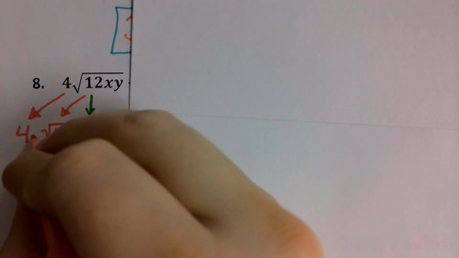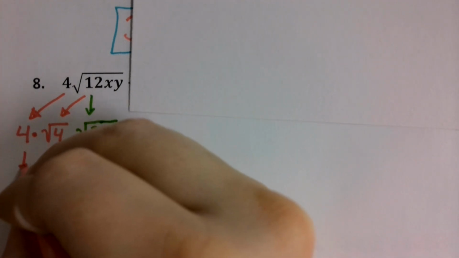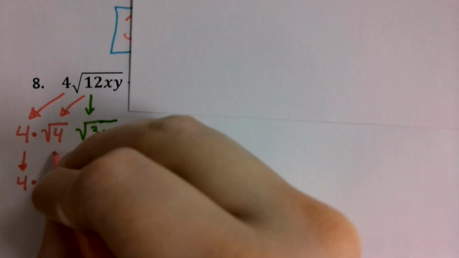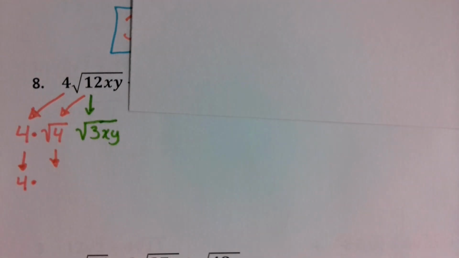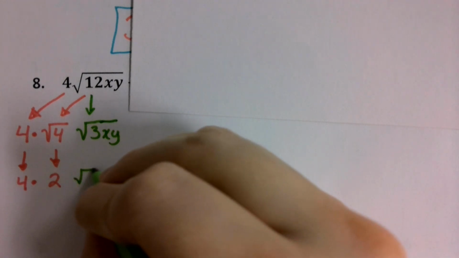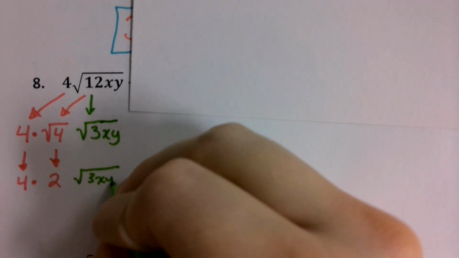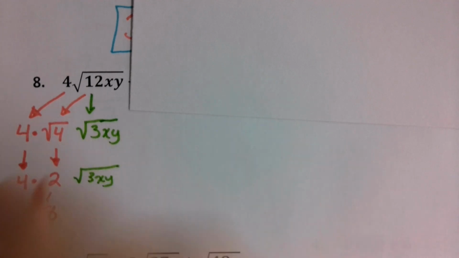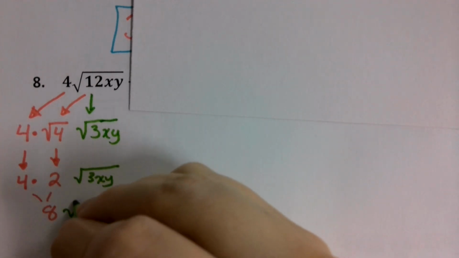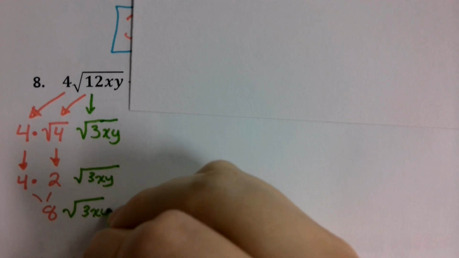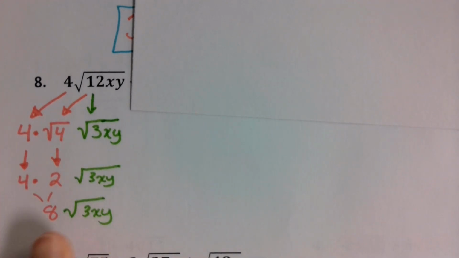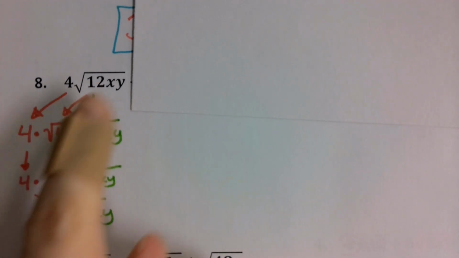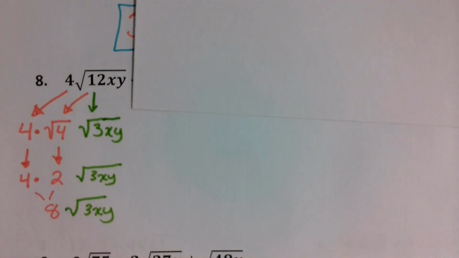Okay, so now this 4 is still my coefficient. What is the square root of 4? 2. So we have 4 times 2, square root of 3xy. And then 4 times 2 is going to come out to 8. So we get 8 square root of 3xy. Okay, so I have simplified this single term all the way as far as it can go. 8 square root of 3xy.